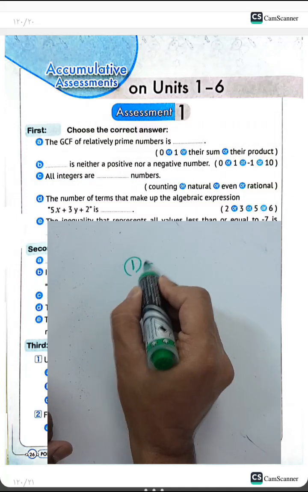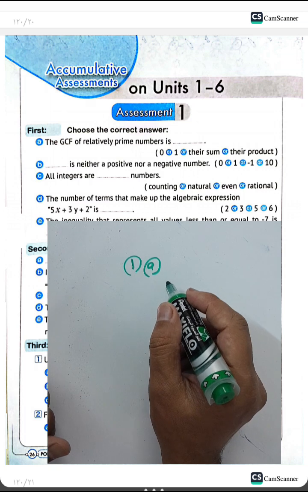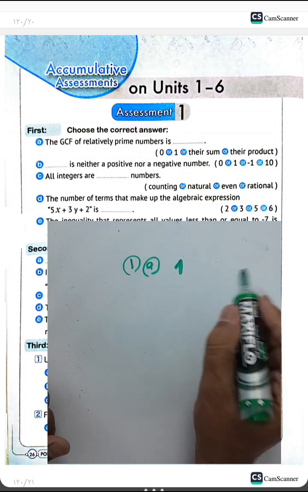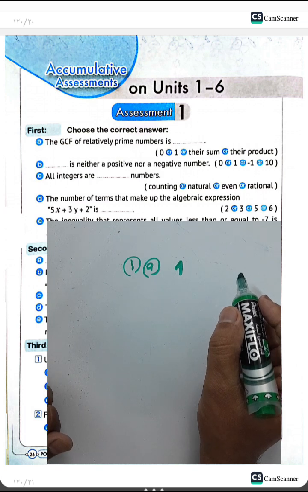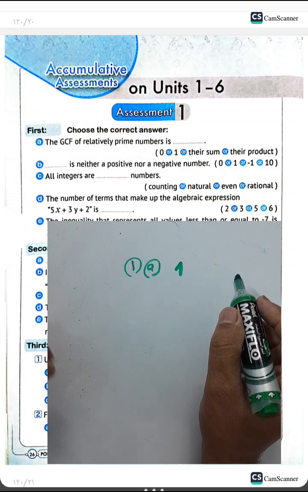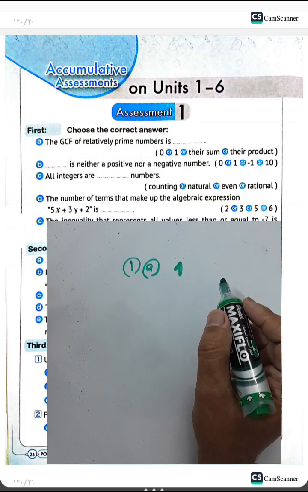Number 1, letter A. Choose the correct answer. The greatest common factor of relatively prime numbers is 1, such that 2 and 3 can be divided by 1 only. Any two relatively prime numbers can be divided by 1 only. We call them relatively prime numbers because the common factor between them equals 1.